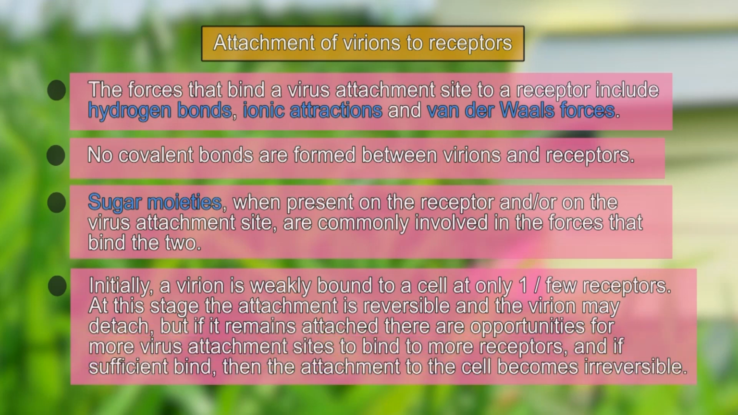Initially, a virion is weakly bound to a receptor, that is, a virion can detach itself at any time instant. When the binding continues, the opportunities are there for more surface proteins to bind to one or more receptors, and the binding ultimately becomes irreversible. Now let us have a look at how, after successful attachment to the host cell surface, a virus gets an entry into the host cell.